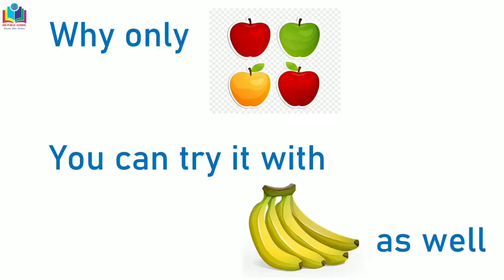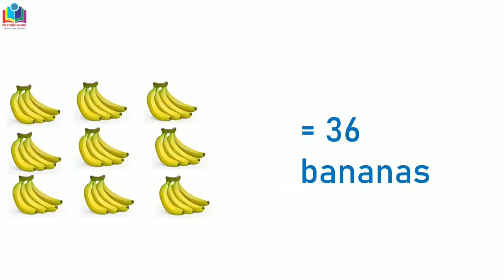Why only with apples? You can try it with bananas. 4 bananas in each basket. Can you see? Now, if you multiply or if you just count, how many baskets are there? Let's see. 1, 2, 3, 4, 5, 6, 7, 8 and 9. Again 9 baskets are there and there are 4 bananas in each. If you just count them manually, you will again get 36 bananas.